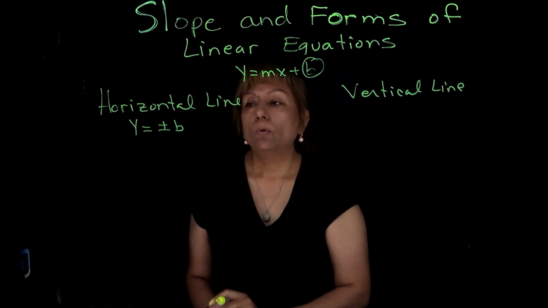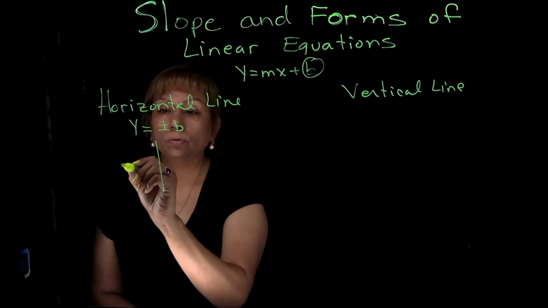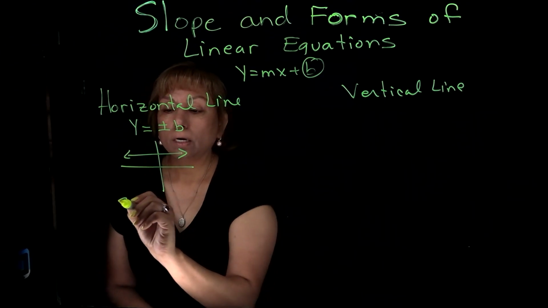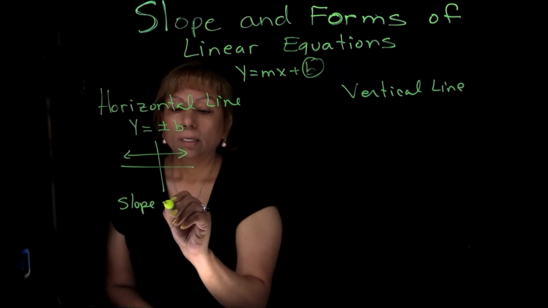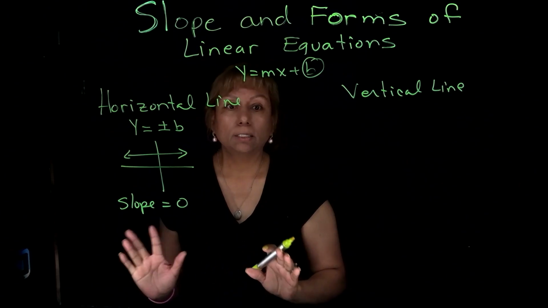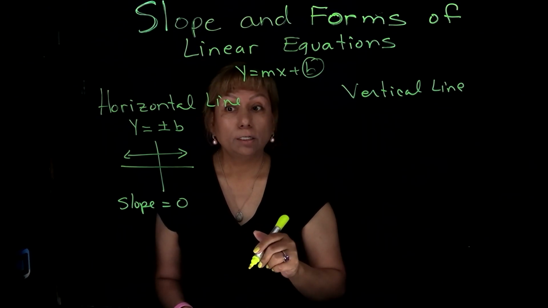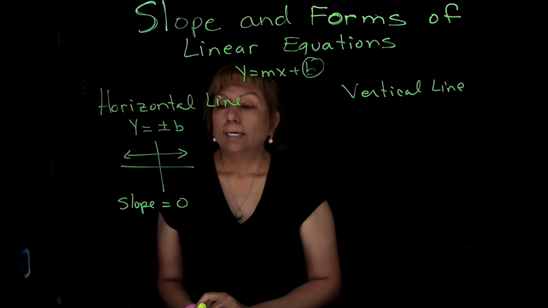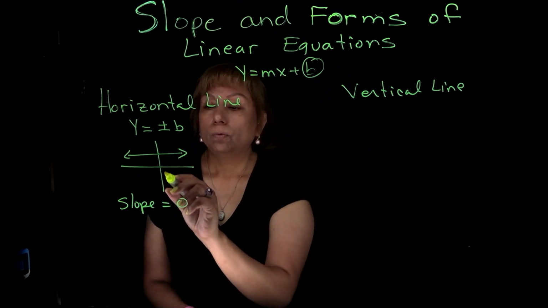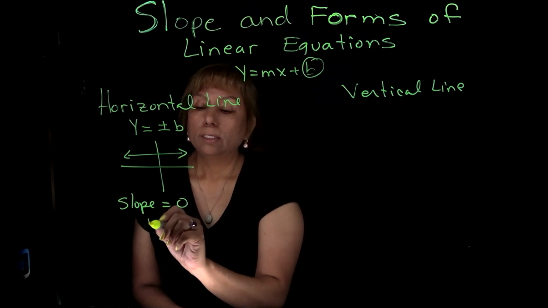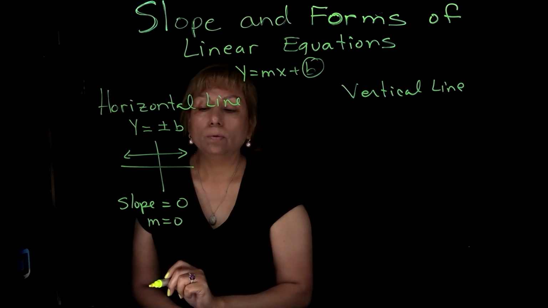So when you have a horizontal line, I'm going to draw a horizontal line. That means our slope equals 0. Think about your cars in the parking lot. It's not moving. Time is changing, but the car is not moving, so the slope is 0. So that means when we write this equation, we would say little m equals 0.